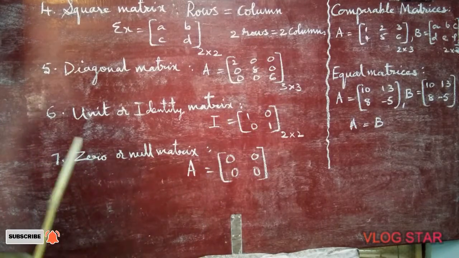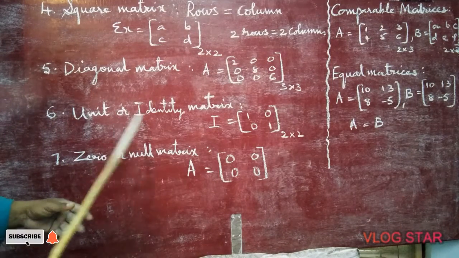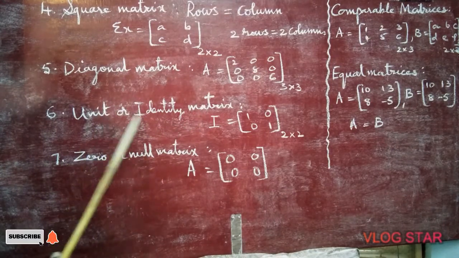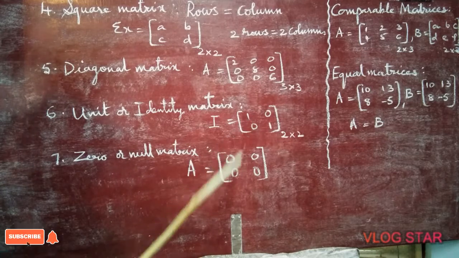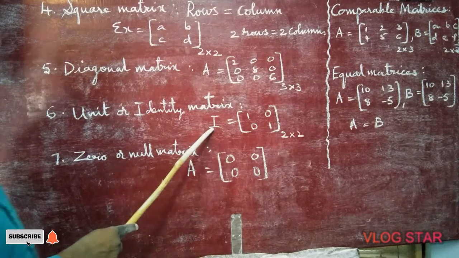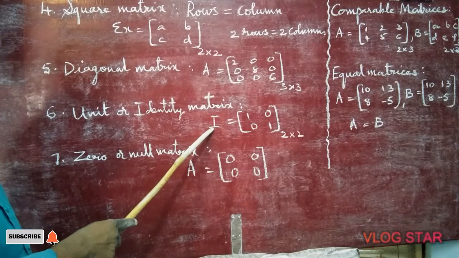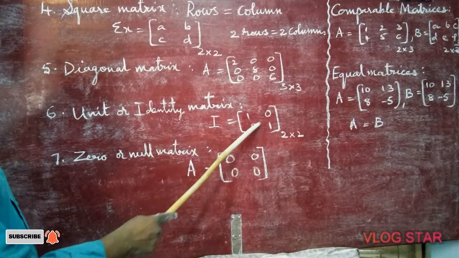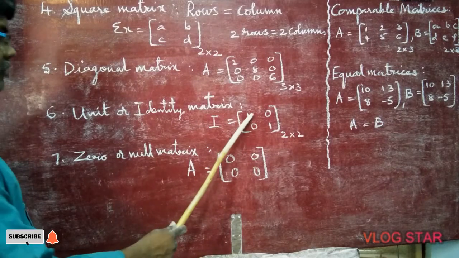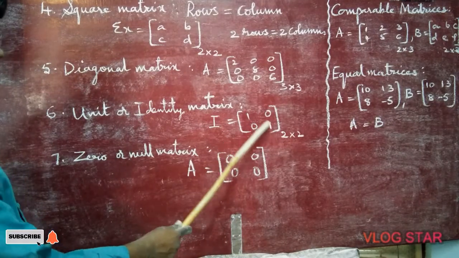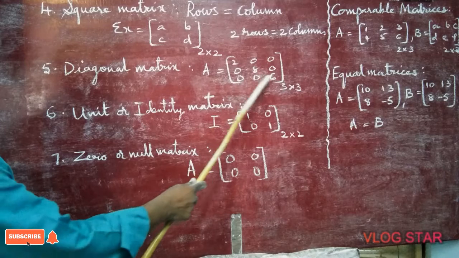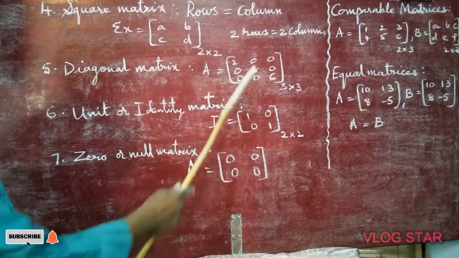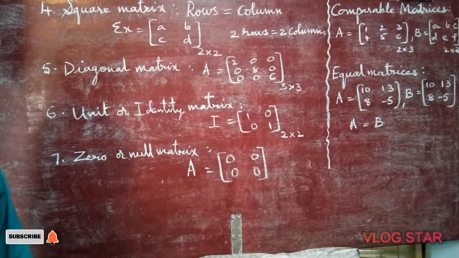3 by 3 matrix. Sixth one, unit matrix or identity matrix. 2 names are there. Unit matrix is the same, identity matrix is also the same. We will represent this as capital I. I indicates identity. 1 0 0 1. How to read? 1 0 0 1. This is also a diagonal matrix, but 1 is there. If suppose 1 0 0, 0 1 0, 0 0 1, this is also an identity matrix. Here, other than 1, that's why we name it a diagonal matrix. So compare both and see.